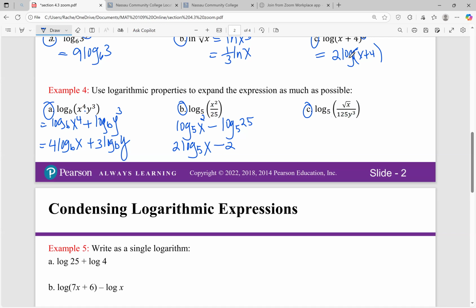And I'm also going to rewrite, first, let's just rewrite square root of x as x to the 1/2. So this is going to be log base 5 of x to the 1/2 divided by 125 times y to the 3rd. So we're going to have log base 5 of the numerator, which is x to the 1/2, minus now log base 5 of the denominator, which is 125 times y to the 3rd.